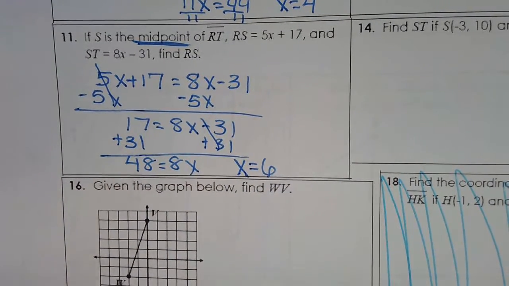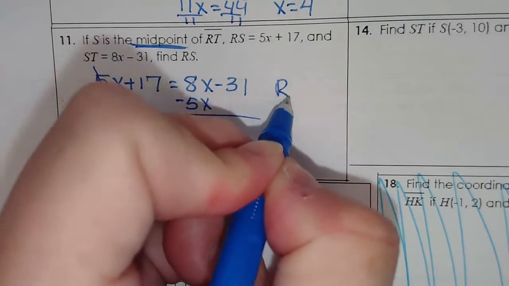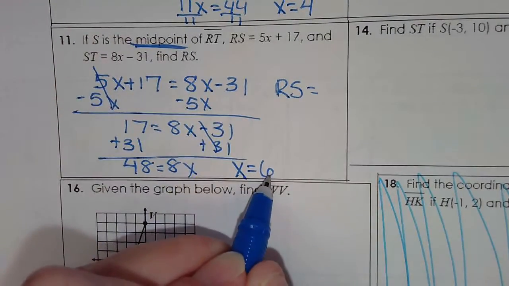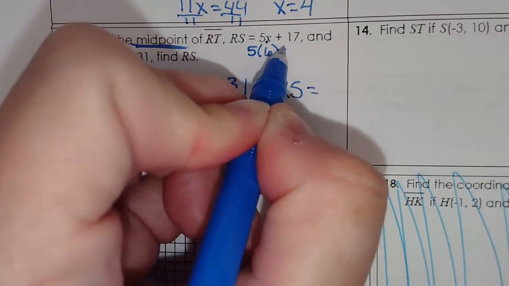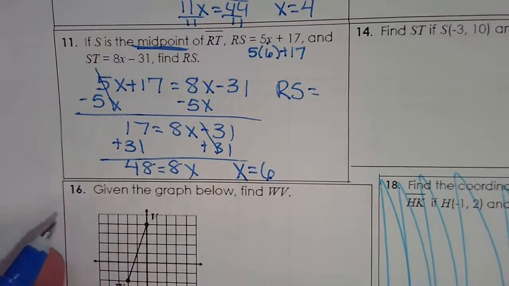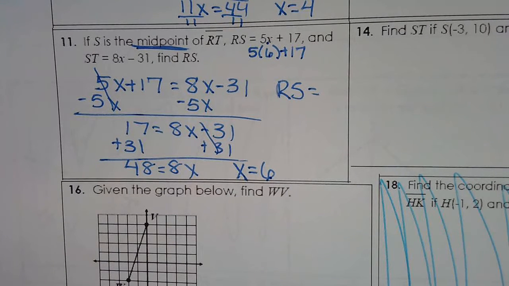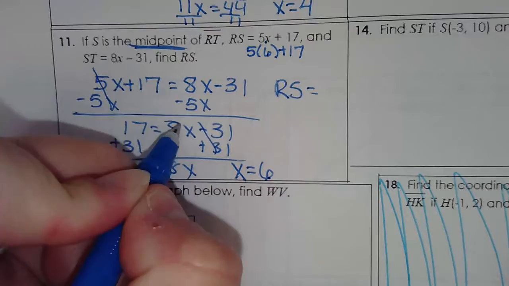not what they want. They want RS. So you have to take that 6 and plug it in for x. You do 5 times 6, which is 30. 30 plus 17 is... Did I do that right? No, I did not do that right. What did I do? You did subtract 5 from the 8. Thank you. I'm like, that is wrong.